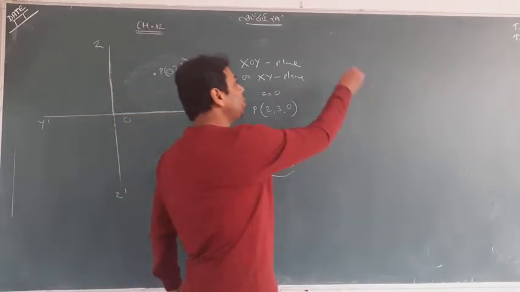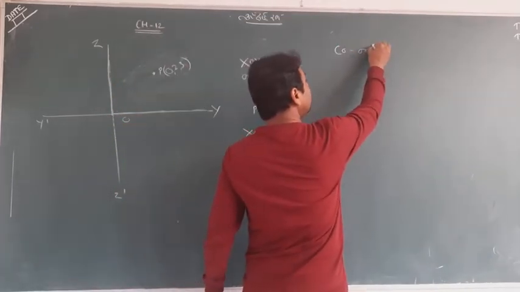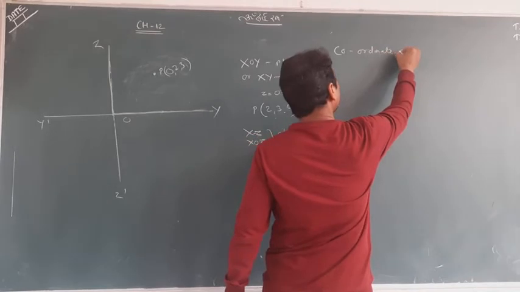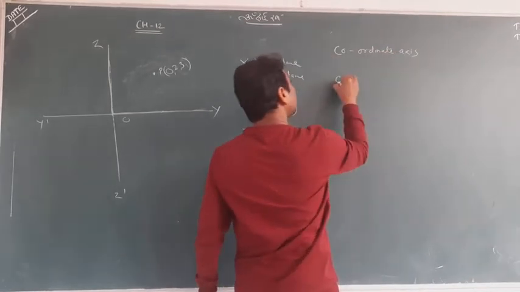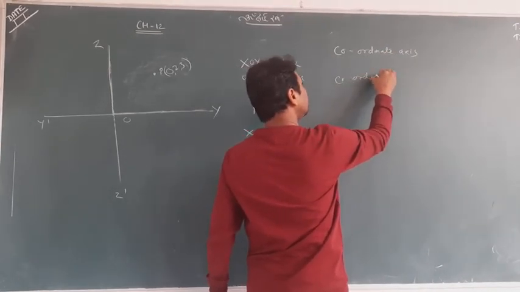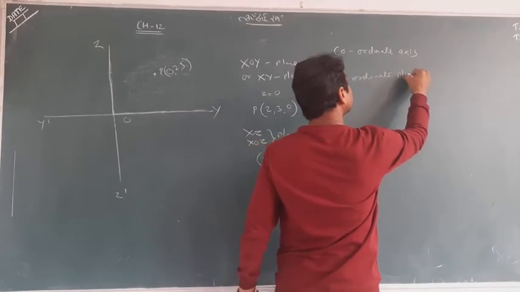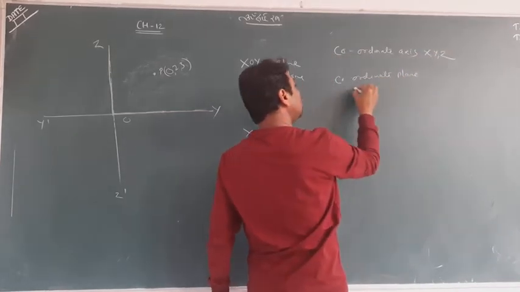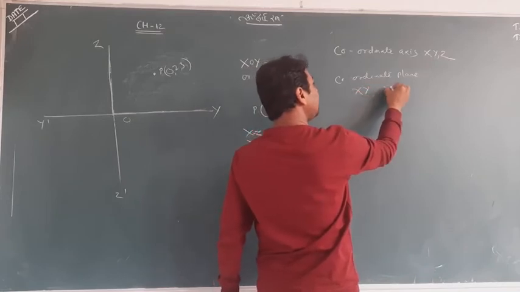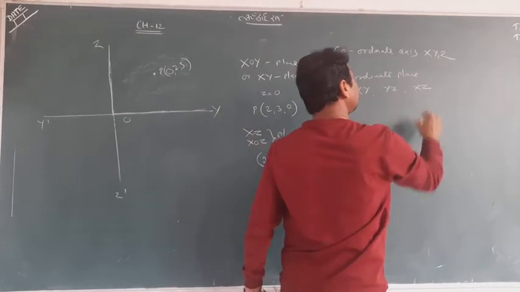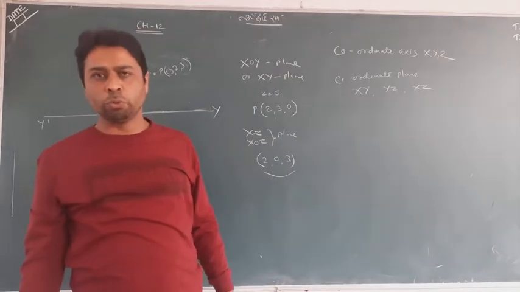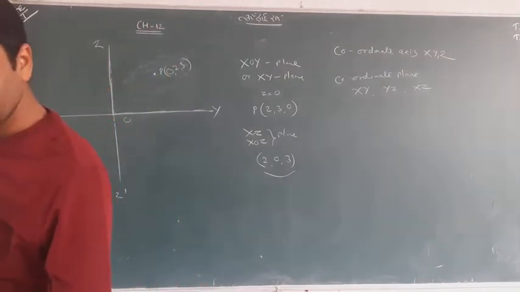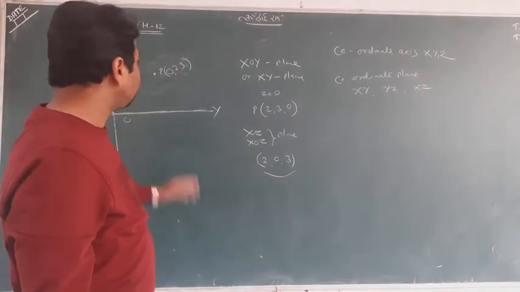Let me explain something. We will use some words, coordinate axis and coordinate planes. So coordinate axes are the x-axis, y-axis and z-axis. Coordinate planes are the xy plane, yz plane and xz plane. Now these kinds of words we'll use here. So hope you have got it till here. It was all very simple.